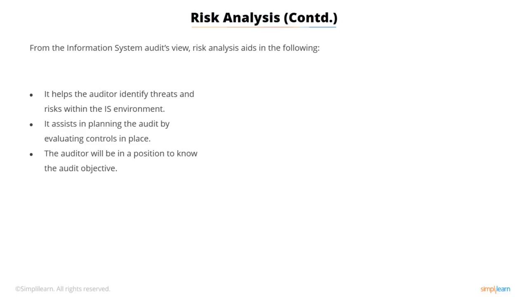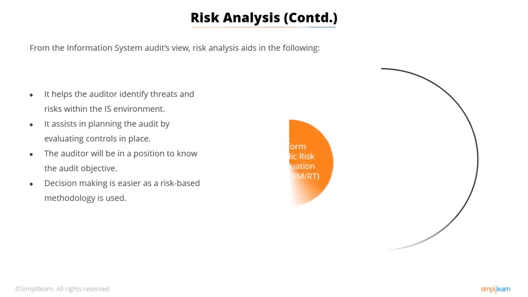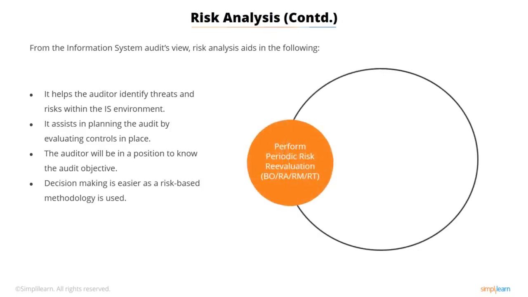You're basically testing to see if the controls in place appropriately and adequately mitigate the threats and risks you've identified. This makes decision making a much easier process when you're using risk-based methodology. Now on the right-hand side of the screen here you see several steps. These are actually occurring initially in a linear fashion for our initial audit, but then in an ongoing basis.